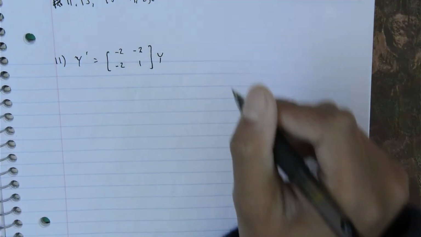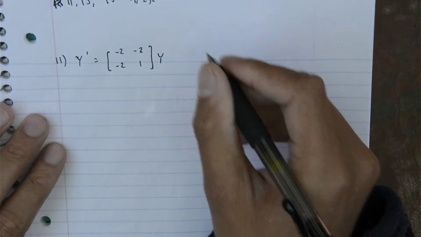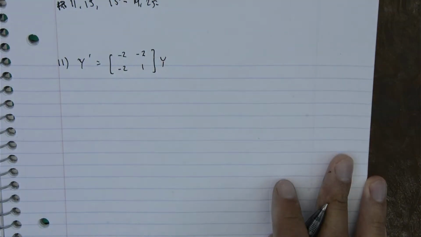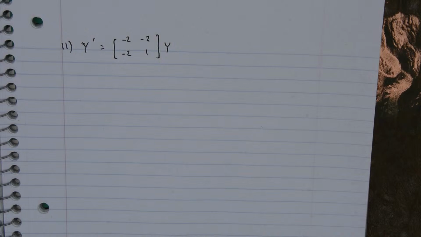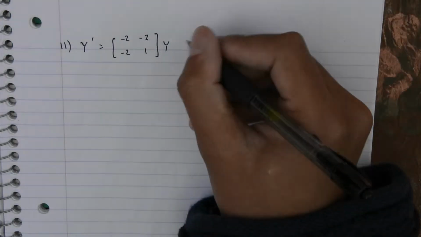What we're going to do for these initial value problems is find the eigenvalues and the eigenvectors, and then use those to find the general solution. And then with the general solution, we'll be able to find the values. All right, so let's just get into it.